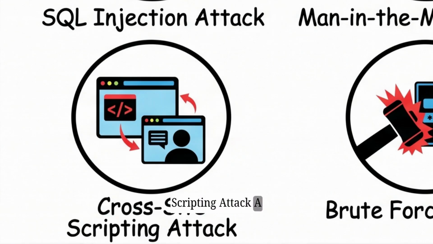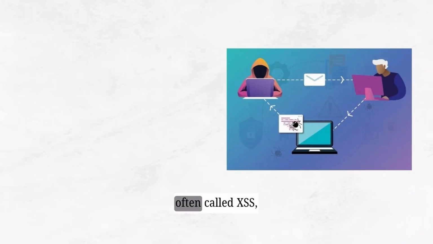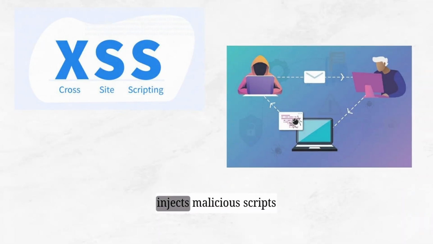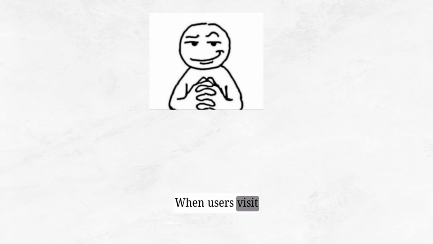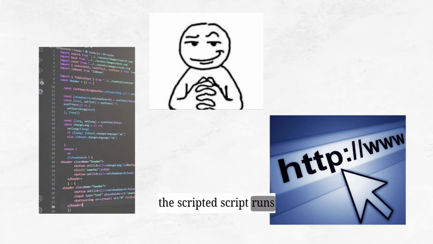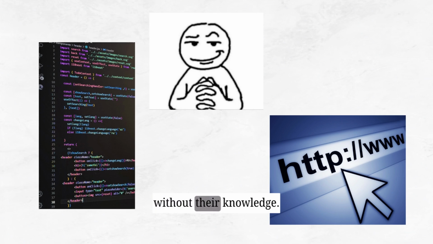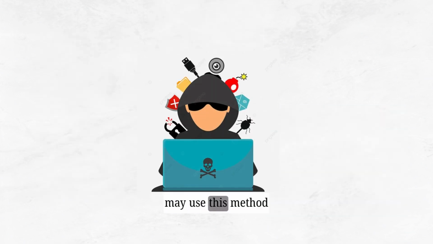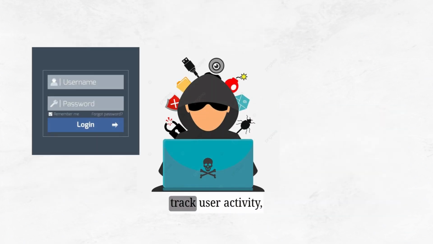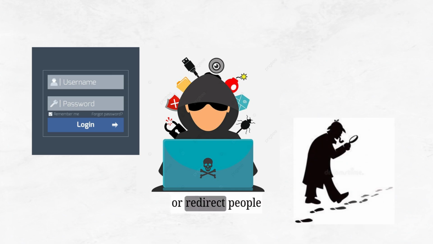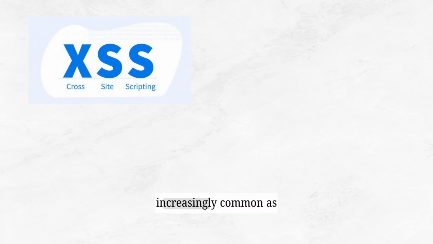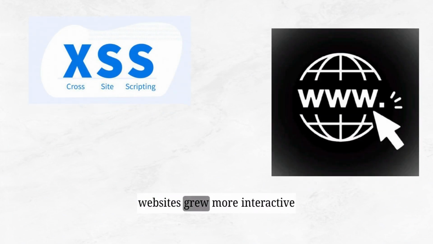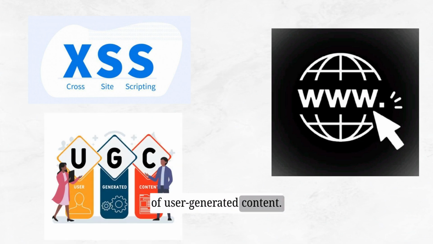Cross-site scripting attack. A cross-site scripting attack, often called XSS, injects malicious scripts into trusted websites. When users visit the infected page, the script runs inside their browser without their knowledge. Attackers may use this method to steal login sessions, track user activity, or redirect people to dangerous sites. XSS attacks became increasingly common as websites grew more interactive and allowed greater amounts of user-generated content.